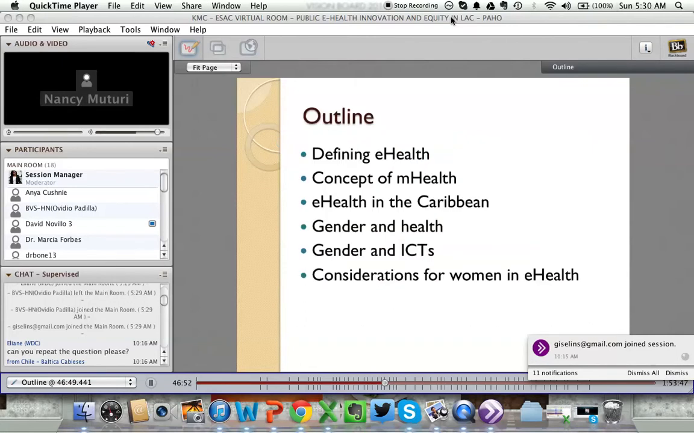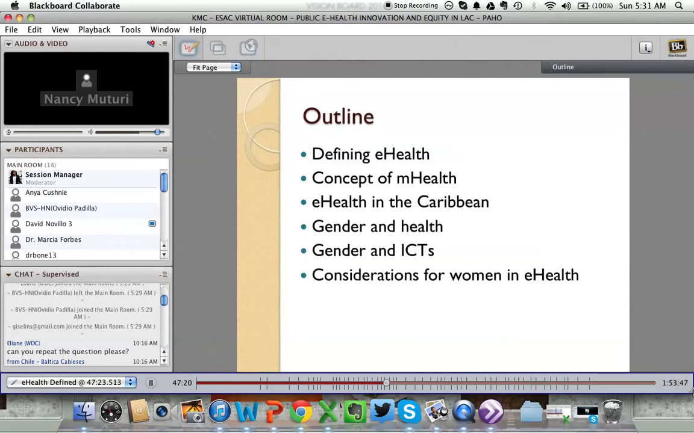So today we will be quickly talking about defining what eHealth is all about. A little bit about mHealth, which is now common, current, one of the terms that are commonly used today. We want to talk a little bit on gender and health issues in the Caribbean, particularly in relation to ICTs. And from there, we'll talk a little bit about what we need to consider when we talk about women and eHealth.